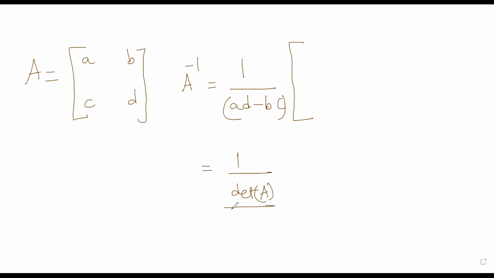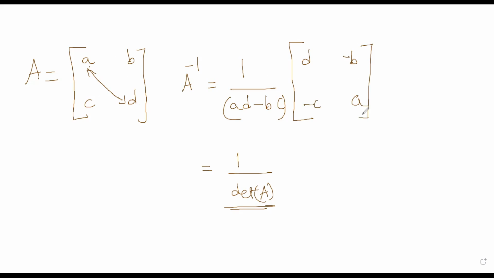So you will find det A, and after that, 1 by det A. And you have to multiply with the matrix where you exchange these two, that means D, A. This trick you have to learn and practice. Exchange these two. After that, put negative signs for these two: minus B, minus C.